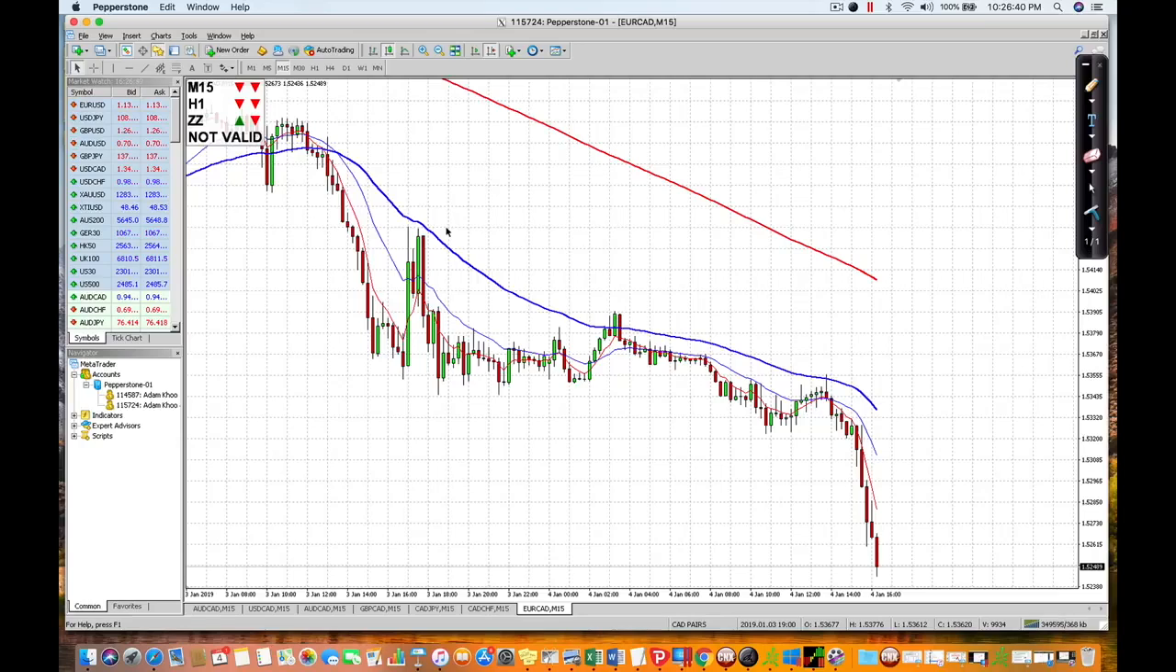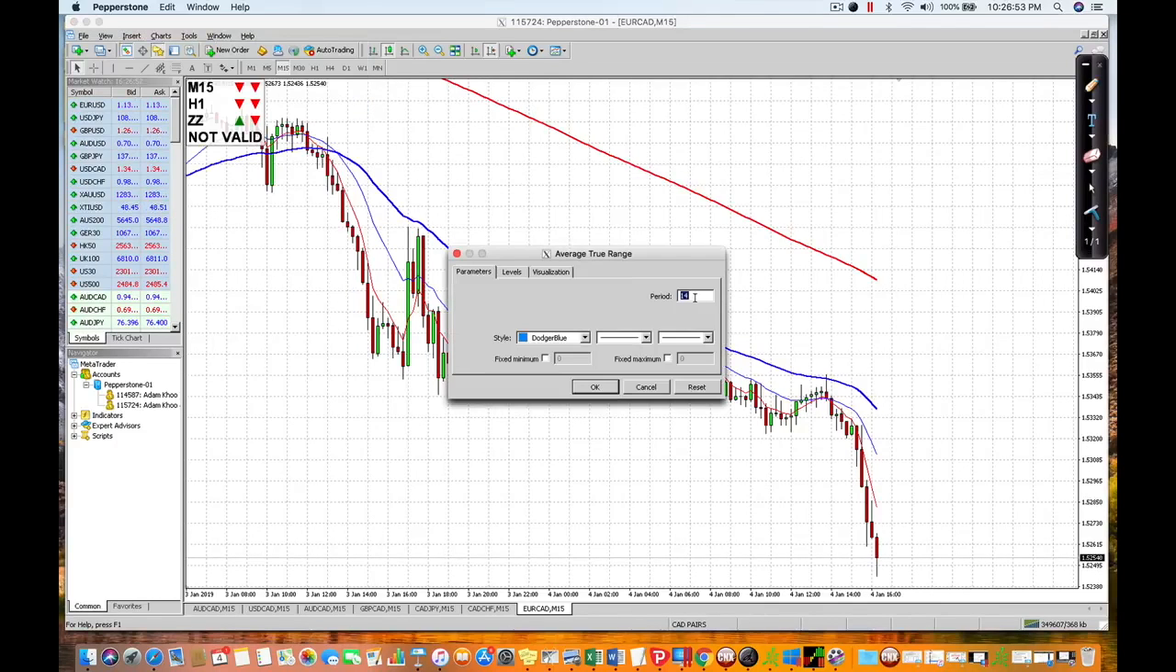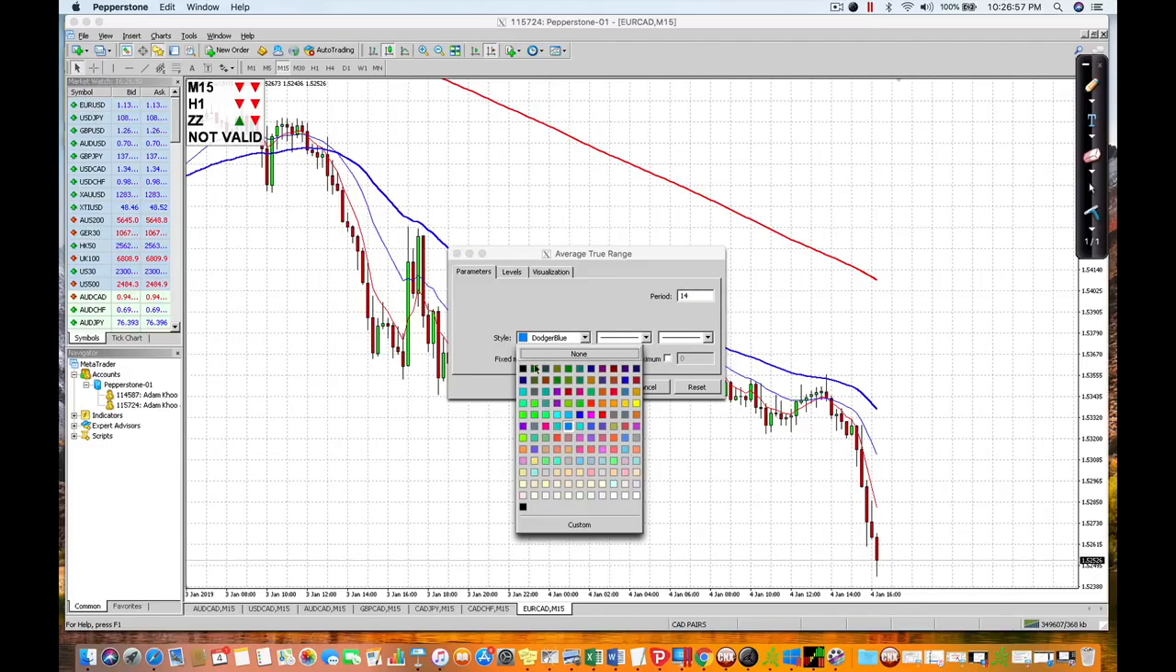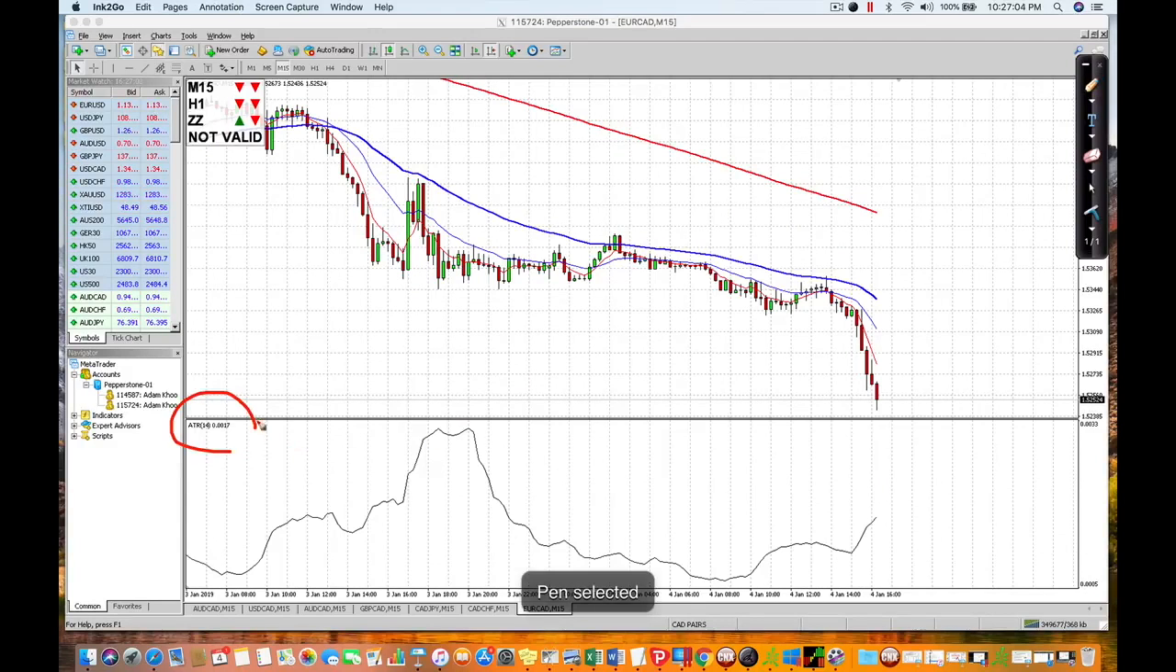what he mentioned on ATR, for those of you who don't know what ATR means. Go to Insert, Indicator, and select this one. This is Average True Range. Click on that. By default, it is 14 periods, so just keep 14. I'm going to make it black, easier to see. There we go. So this is the ATR, and you can see the ATR keeps changing.